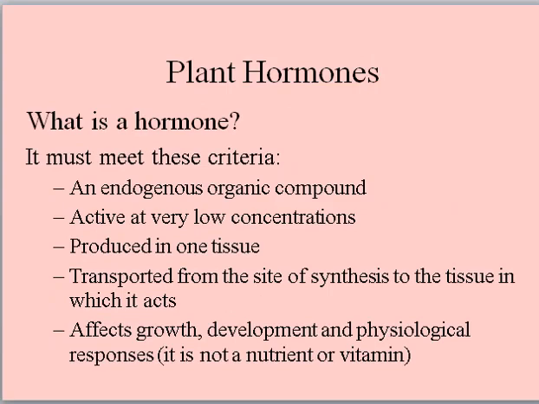Plant hormones. What is a hormone? It must meet these criteria. An endogenous organic compound. Next, active at very low concentration, produced in one tissue, transported from the site of synthesis to the tissue in which it acts. Affect growth, development, and physiological responses. It's not a nutrient or a vitamin.